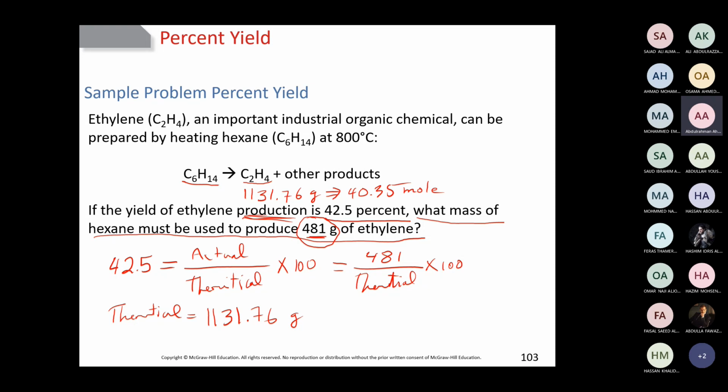Okay, good. How many moles of C6H14 do I need to make 40.35 mole of C2H4? 40.35. Exactly, the same, because it's 1-to-1. This means how many grams is this one? Quickly. Also the same, right? The same of what? 1,100.